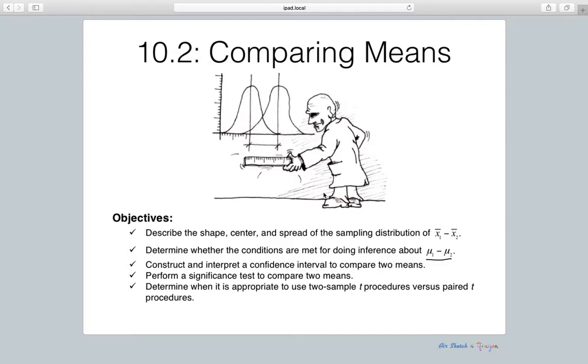Two-sample T procedures. And this is different than the example I went over in the last set of notes, which was paired T procedures. That may look like two samples, but it's not two samples because every individual piece of data is paired with another, and you actually combine them before you do the inference.